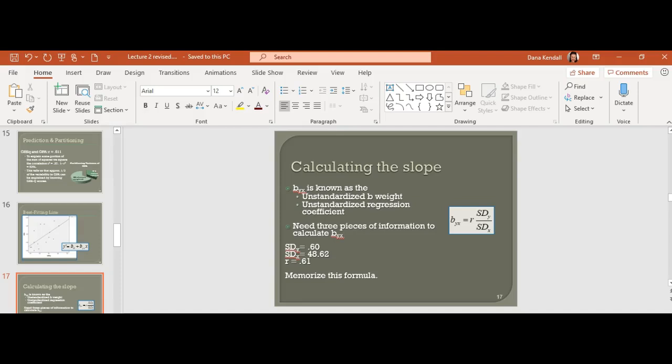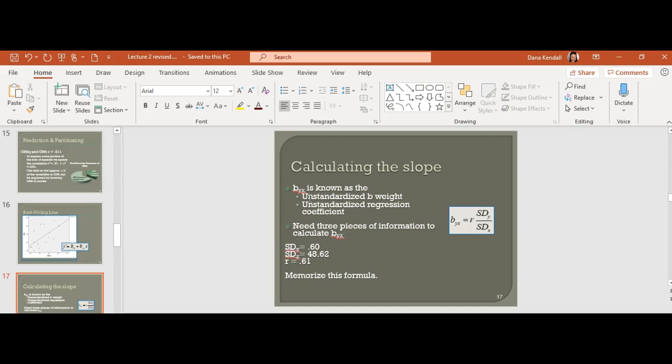The slope can be denoted a couple of ways. First is just a lowercase b, and I'm going to note it here as byx, and that simply means that it is an unstandardized slope, and we can also call it an unstandardized regression coefficient. Please note that this can also be an uppercase b.